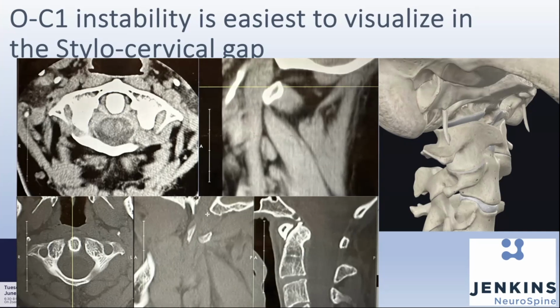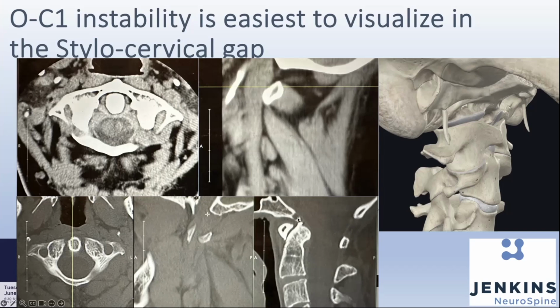And what I saw was there was actually a very big gap between the C1 posterior arch and the back of the skull, the foramen magnum. When I see a really large gap here and a tip forward here, that to me says this is not a normal position. And this suggests hypermobility tipping too far forward.